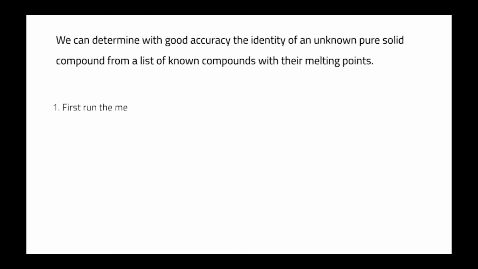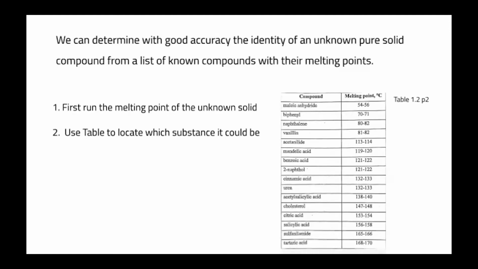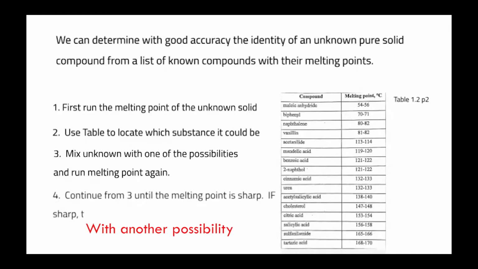First, run the melting point of the unknown solid. Then, use table 1.2 on page 2 of your lab manual to locate which substance it could be. Mix the unknown with one of the possibilities and run the melting point again. Continue with step 3 until the melting point is sharp. If sharp, then you have identified your unknown.